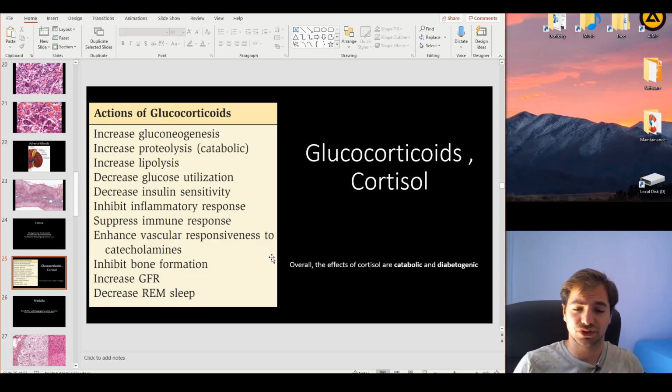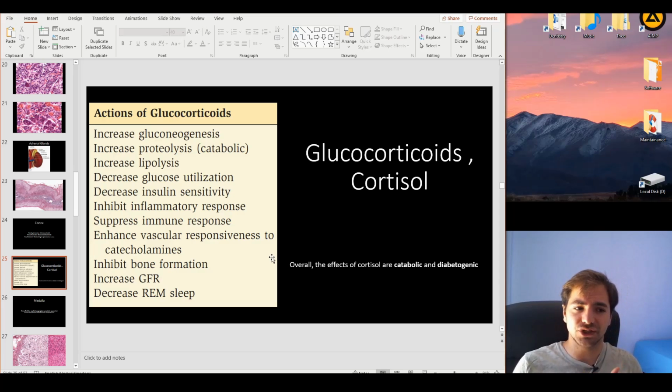And the diabetogenic, of course, is the production of glucose in the blood. So when we talk about the catabolic and diabetogenic, we mean that we increase gluconeogenesis. This is the production of glucose by the human body. We increase proteolysis. This is the cleavage of proteins to produce amino acids. And as a consequence, this is again the catabolic. This is the very typical example of the catabolic procedure. Lipolysis, destruction of lipids, again similar. We decrease glucose utilization. This is because if we decrease utilization, we're going to increase the amount of glucose in the blood, hence the diabetogenic.